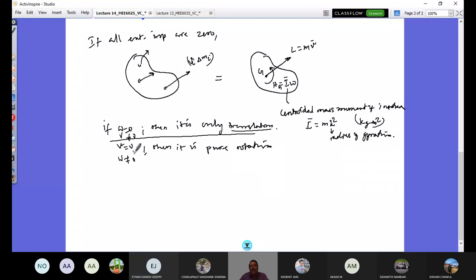And similarly, when V is zero, that means there is no translation. So it's partially constrained. You can imagine the disk is hinged at its center, so it can only have a pure rotation, like a drum rotated because of the pull of a rope which is wound around it. That's an example of pure rotation. So these are two specific cases, right?